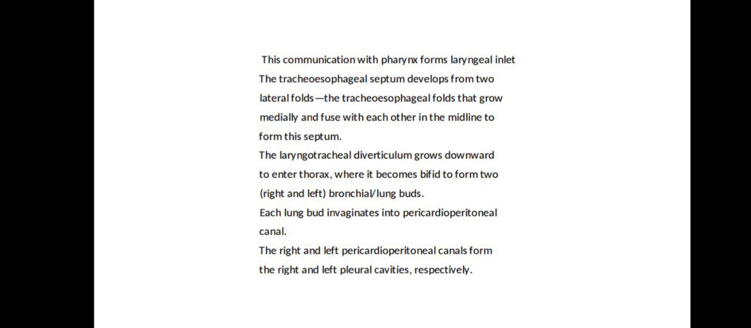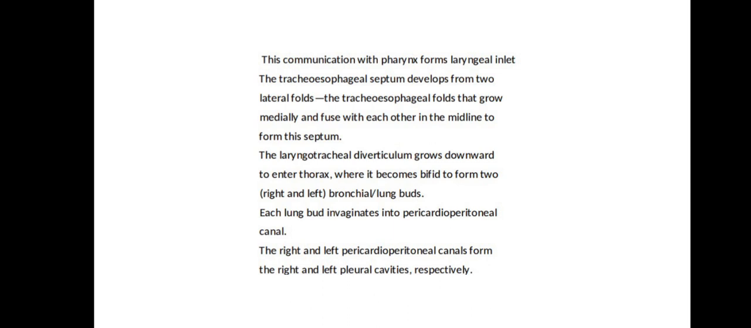Now, the next thing is the invagination of these lung buds into the pleural cavity or the pericardioperitoneal canal. Each lung bud invaginates into the pericardioperitoneal canal. The right and the left pericardioperitoneal canal form the right and left pleural cavities. That is just a brief introduction pertaining to the development of the respiratory system.